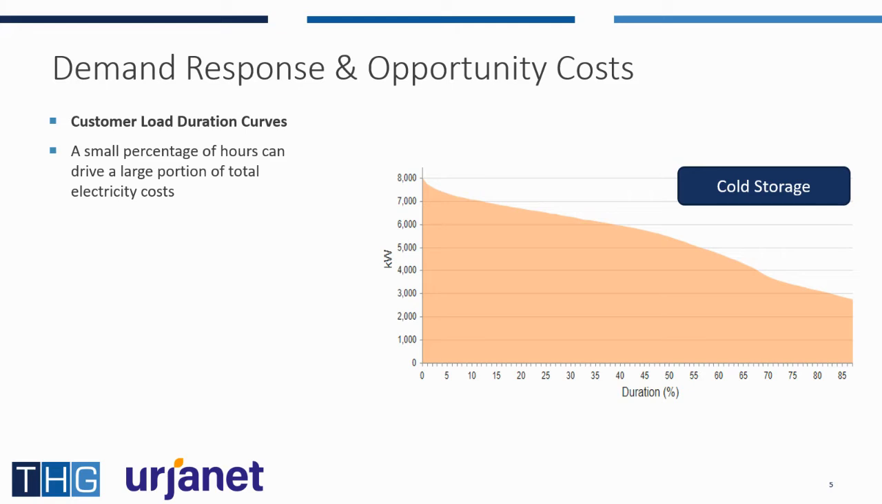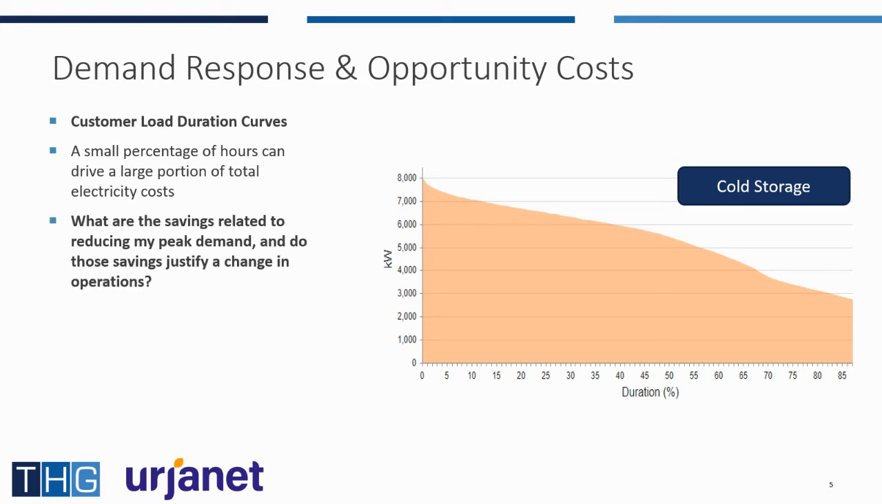The thesis of this analysis, again, is to show how a small percentage of hours can drive a large portion of total electricity costs. The question that this analysis helps address: what are the quantifiable savings for reducing my peak demand? Do those savings justify a change in operations?